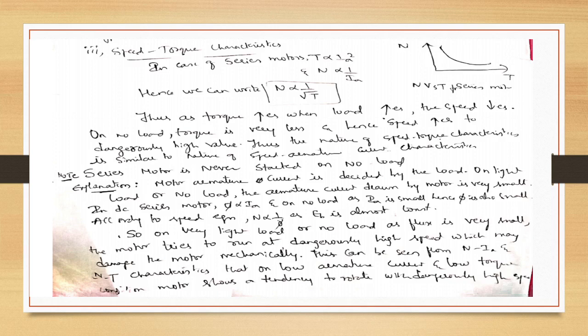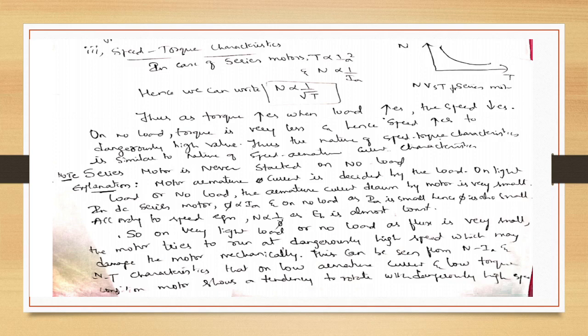So from speed armature current characteristics and speed torque characteristics, we can see that speed is inversely proportional to flux. Speed will be very high in the starting. From the speed armature current and speed torque characteristics, we can see that on low armature current and low torque condition, the motor shows a tendency to rotate with dangerously high speed.